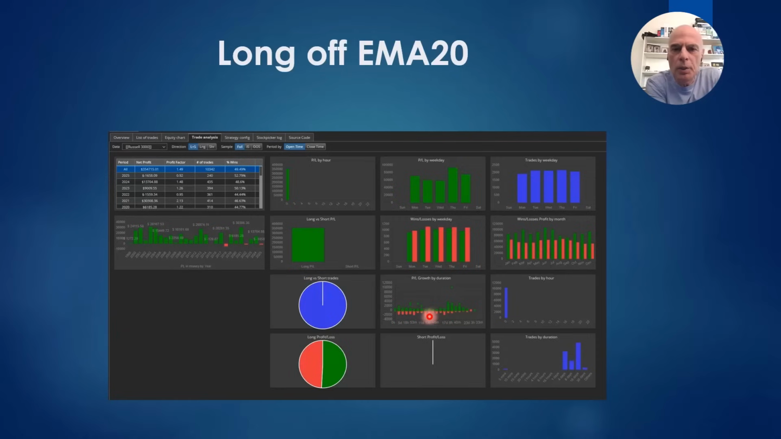Here's another table that shows the performance of the strategy. Basically, it concurs with the previous slide. It's mostly profitable, with 2 years being negative years.